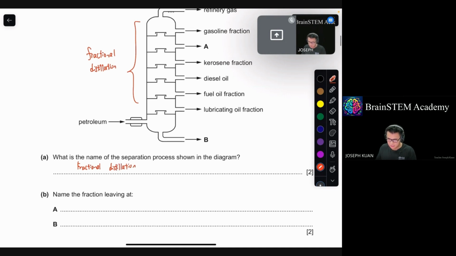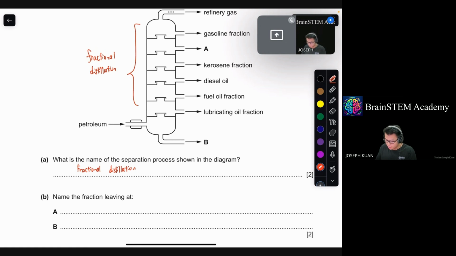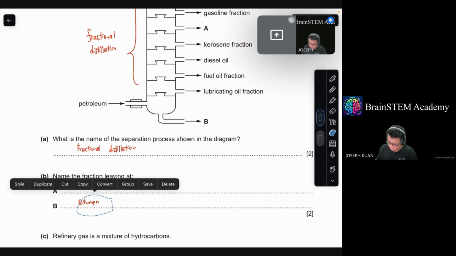B. Name the fraction leaving at A and B. The most bottom layer will have bitumen, and the one between gasoline and kerosene is naphtha. Right, so let me just cut and paste this.